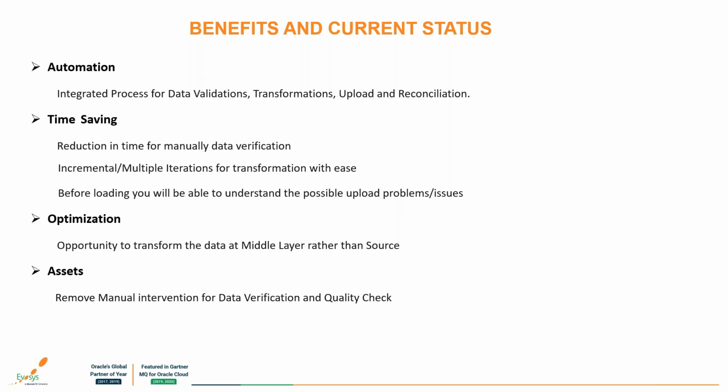Optimization is the third benefit of this Glide tool. Optimization in terms of transforming the data at the middle layer rather than the source. So when transformation is happening, there is no change in the source data. It is only the change that is done in the middle layer. Once you validate and check what the data is in your app, you can then import the final report. And the fourth benefit is assurance, that it will remove the manual intervention for the data verification and quality check.